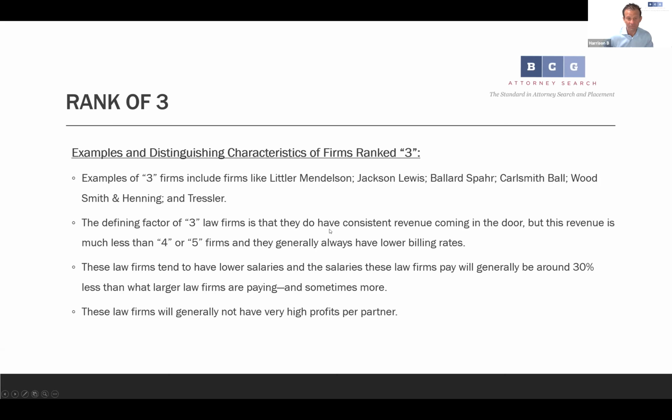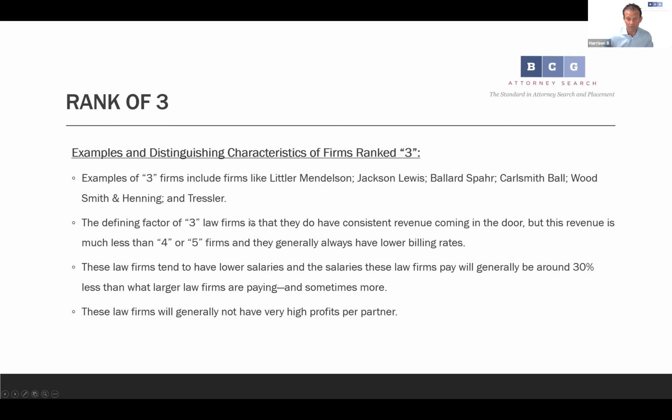So these are all good firms. The other thing about the 3 firms is they always have fairly consistent revenue coming in the door. What's good about Littler and Jackson Lewis is they always have a lot of revenue, but it's not going to be the same. Littler has much lower billing rates, and so does Jackson Lewis, because they're national labor and employment firms. And Carl Smith Ball is a smaller firm as well.